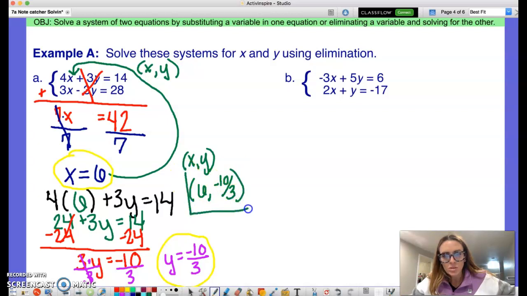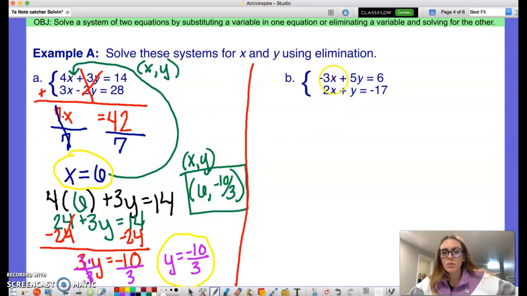So where do these two lines intersect? They intersect at 6, negative 10 thirds. Okay, now is a good time to pause and see if you can do this one on your own. I am going to do it out loud, but you can always fast forward me and move at your own pace.